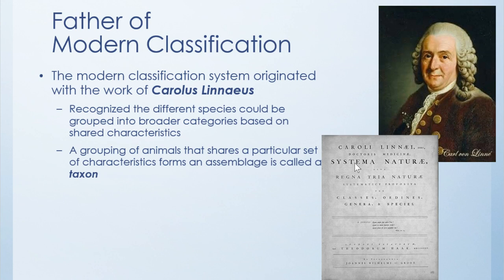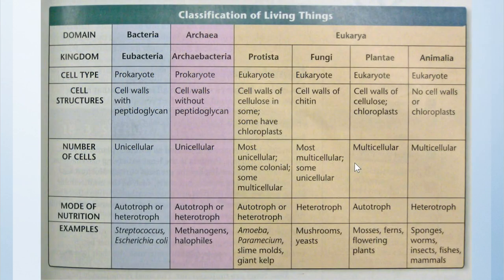So you start out with really broad categories. The ones you probably learned were kingdom. We're going to talk about that in a second. And then you go all the way down to species, right? And that's the most exclusive group.